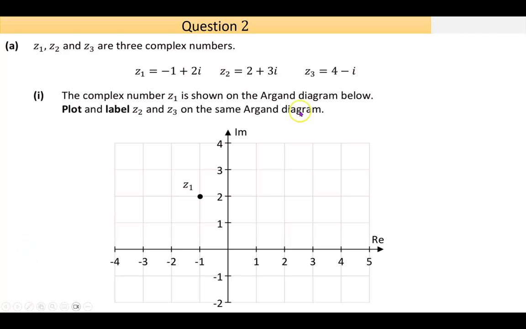So part A, here's question 2, sorry, is a complex number question. These can be pretty straightforward, although can be tricky. This part A, part 1, I don't know what the marks are. The marking scheme is not out yet, but Z1, you're given the complex number, it's -1 plus 2i. Z2 is 2 plus 3i, and Z3 is 4 minus i.